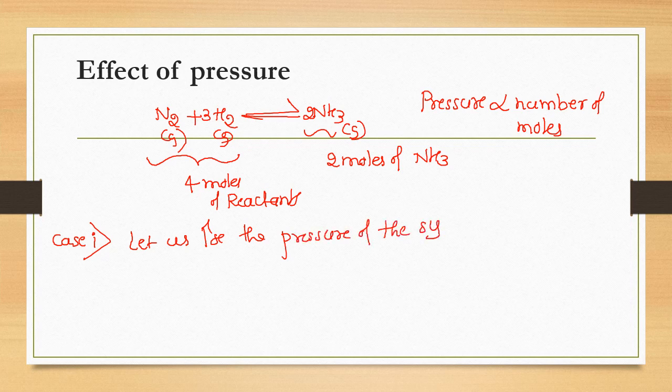Okay, so the equilibrium principle: if a system is subjected to changes in pressure, volume, concentration, etc., then the system tries to nullify the effect of those changes by proceeding either in the forward direction or in the backward direction. So now we are increasing the pressure of the system. Again the system gets disturbed, and the system tries to decrease the pressure.